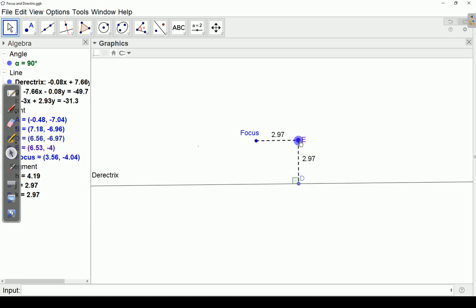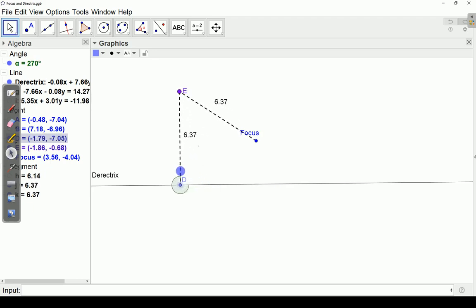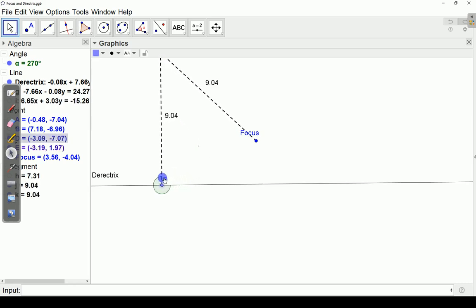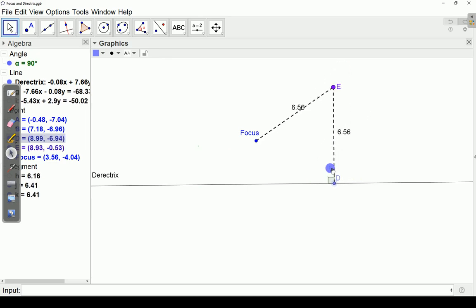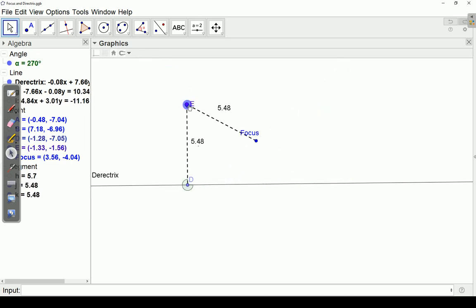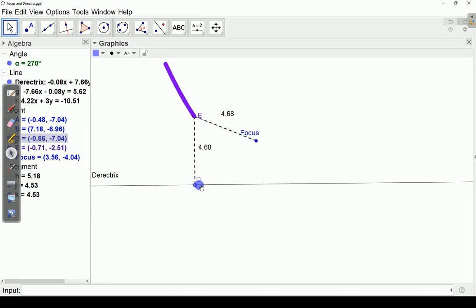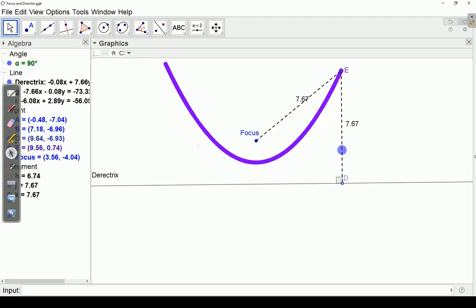You can see that in this case they're both 2.97 units away from each. And then there are other points that are also equidistant. So if I move point E around, you can see that there are other places. Here's another point that is equidistant from the focus to the directrix. They're both 6.37 units. And if I do all of those points, these are the only points that work, hopefully you can see that U shape a little bit that we call a parabola. I could make it even more obvious by tracing that point, and you can see a nice perfect parabola coming up.